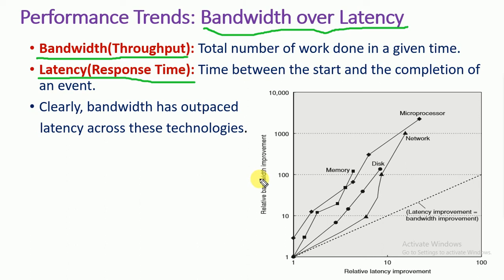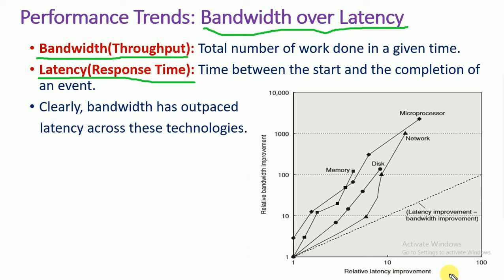We can look into a graph where we can clearly see bandwidth and performance, meaning response time, latency, comparison. On the x-axis you can see the latency improvement. So 1, 10, 100, all these are that many times, 10 times, 100 times, in that way it is given. On the y-axis they have given the bandwidth improvement: 10 times, 100 times, 1000 times, 10,000 times. That is the bandwidth improvement, and the x-axis deals with the latency improvement.